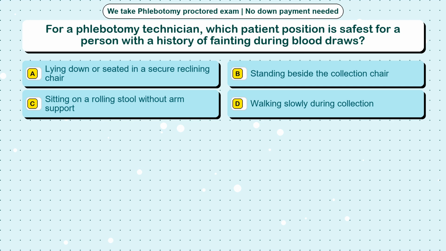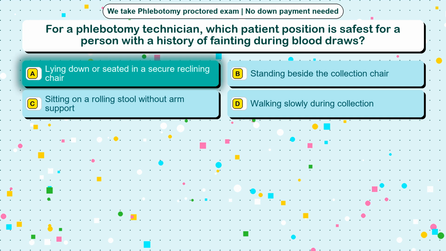Question 1. For a phlebotomy technician, which patient position is safest for a person with a history of fainting during blood draws? Option A. Lying down or seated in a secure reclining chair. Option B. Standing beside the collection chair. Option C. Sitting on a rolling stool without arm support. Option D. Walking slowly during collection.